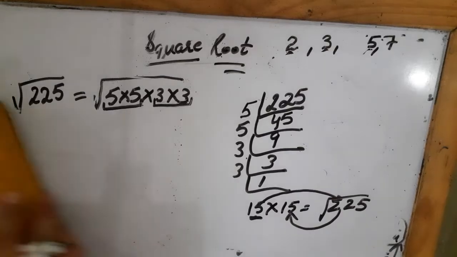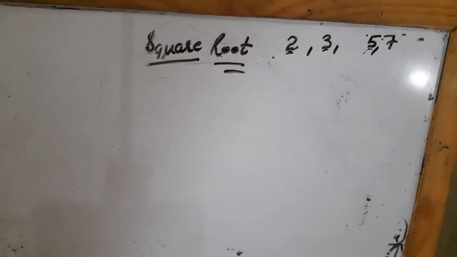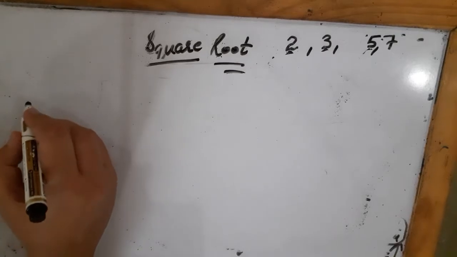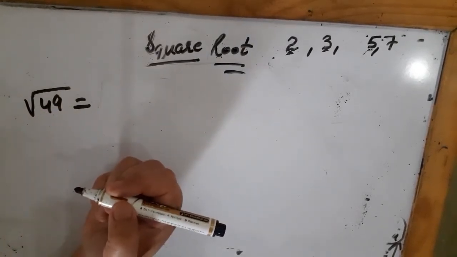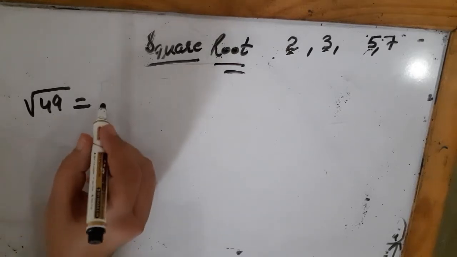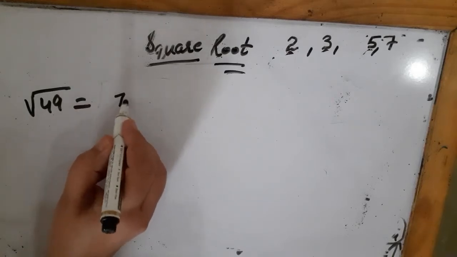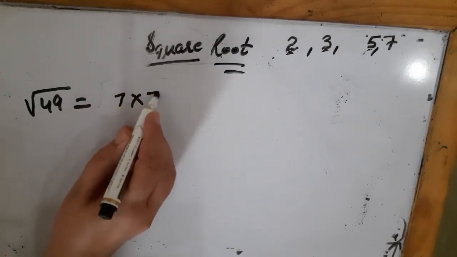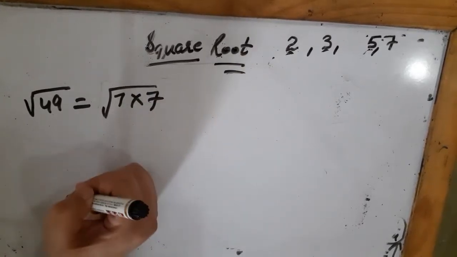Okay, now let me take one more example. So let me take an example from your book. Okay, 49. It's given, what is the square root of 49? So I know that 49 goes on the table of 7. So the factors of 49 are: if I multiply 7 with 7, you will get 49. So 7 sevens are 49.